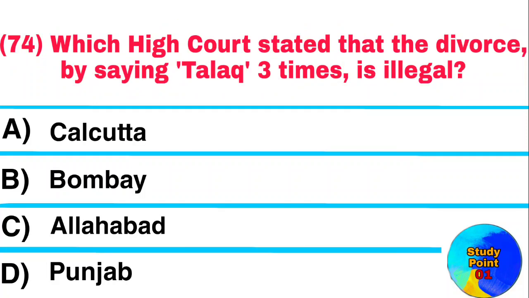Question. Which High Court stated that divorce by saying talaq 3 times is illegal? A. Calcutta. B. Bombay. C. Allahabad. D. Punjab. Answer. Allahabad.